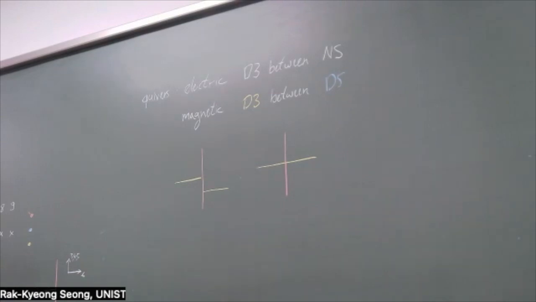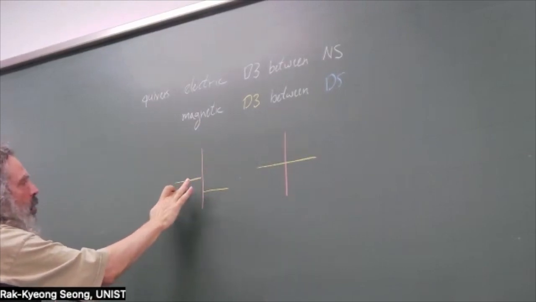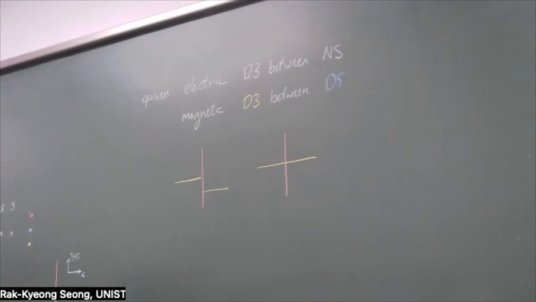So those are the allowed processes. Branes can end on branes, so yellow branes can end on either blue or red, but not the opposite. Red cannot end on yellow. In any case, 3-branes can end on 5-branes, but not the opposite.